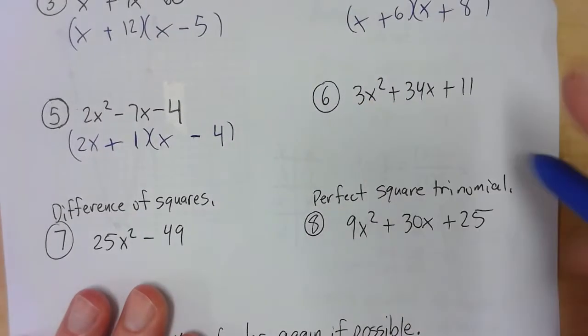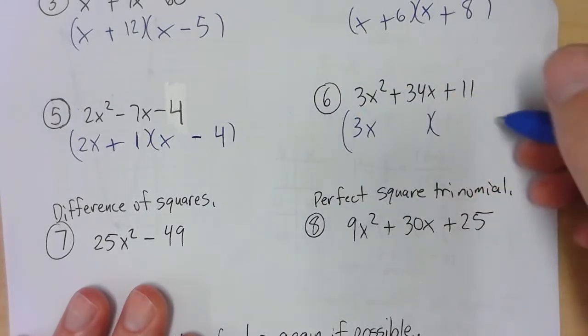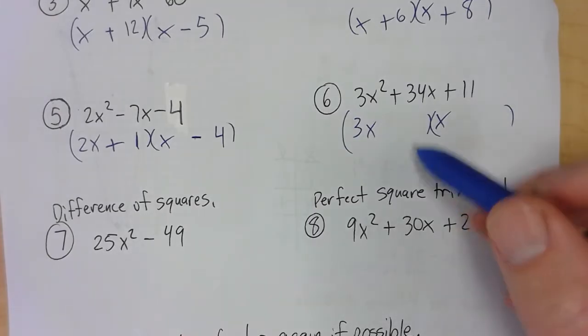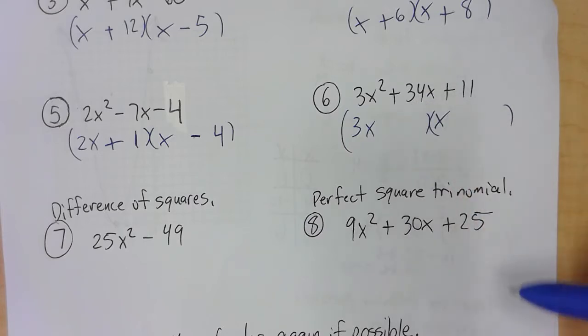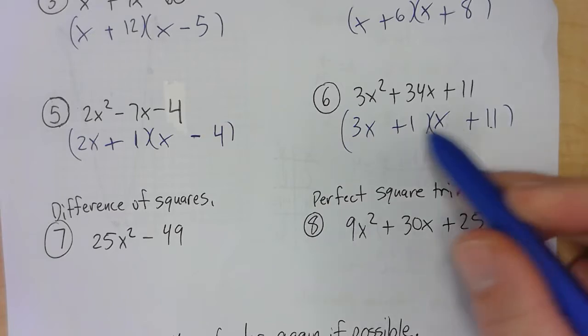3 is a prime number, so there's only one way to split this up, is to 3x and x. And then 11, there's only one way to split that up, 11 and 1. Now if you put 11 here, it's only going to match up with the x. It won't make anywhere close to 34. So we need a +11 and then +1.